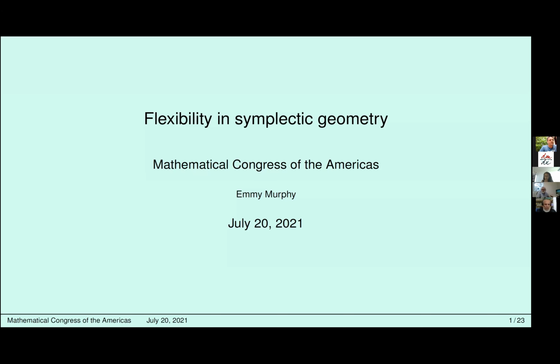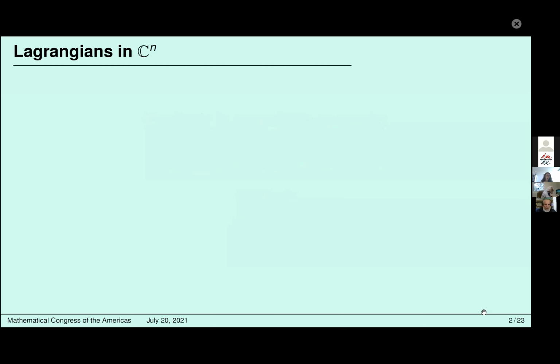So anyways, I wanted to talk about something that's a bit of a survey of the last 10 years of work or so. It's maybe a bit of an old story for people who are experts in the field, but I'll introduce it with a bit of a new perspective than what I have before. So I want to talk about Lagrangian manifolds in Cn.